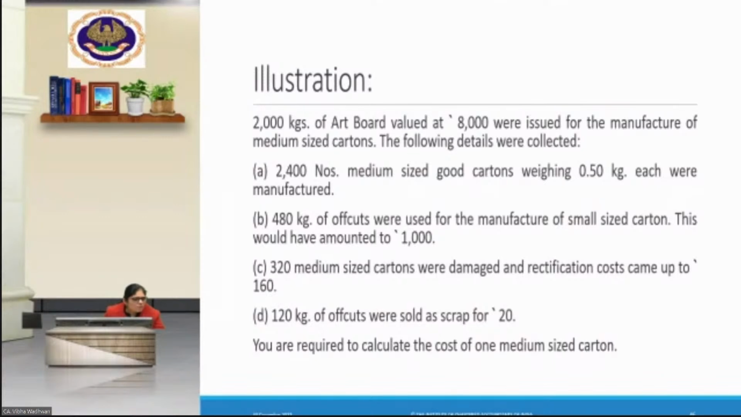Normal loss increases the amount of loss per unit. Yes, exactly. Normal loss always increases the cost per unit because the good units will bear the total cost now, and the good units will always be less than the total units. So normal loss always increases the cost per unit, and abnormal loss will be transferred to profit or loss account.